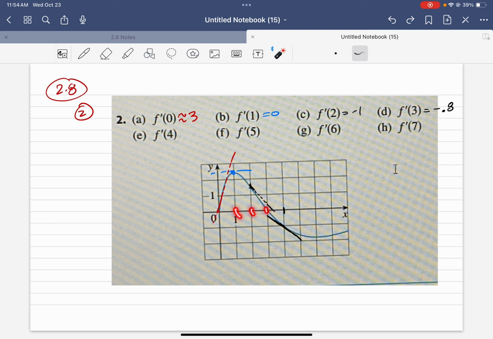Okay. At 4, let's see, 1, 2, 3, so that's 3. Oh no. So 3 was here. So 1, 2, 3, 4 is right here. Do you see that it's got to be negative, but it's a smaller negative? So maybe that's like negative 0.7. And then at 5, it looks like it's 0 again. And then at 6, it looks like it's a small positive. Maybe something like 0.1. And then here, it's even a little bit more positive. So maybe it's like a 0.2. Just something like that, right?